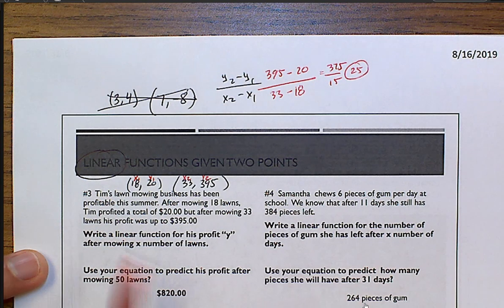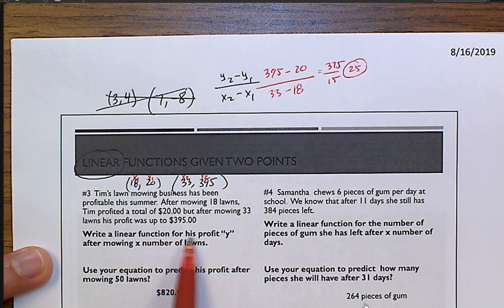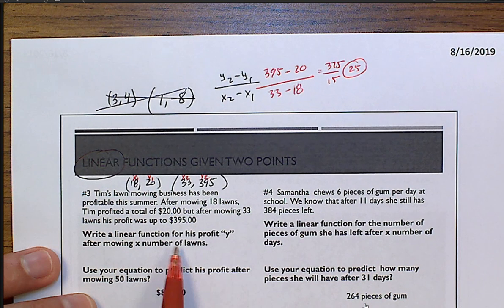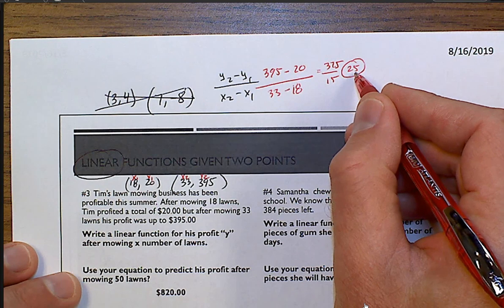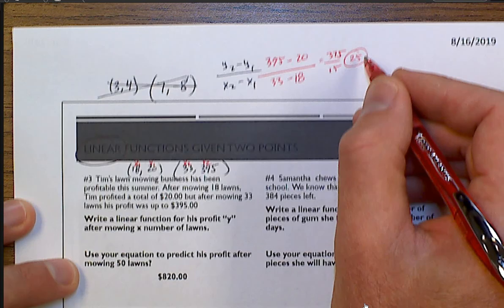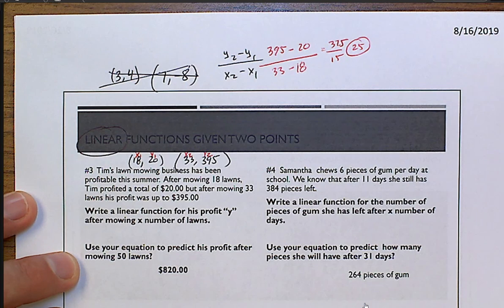Write a linear function for his profit, y, after mowing x number of lawns. Okay, we got this slope, right? We have this slope, but we need to be able to figure out what the y-intercept is.